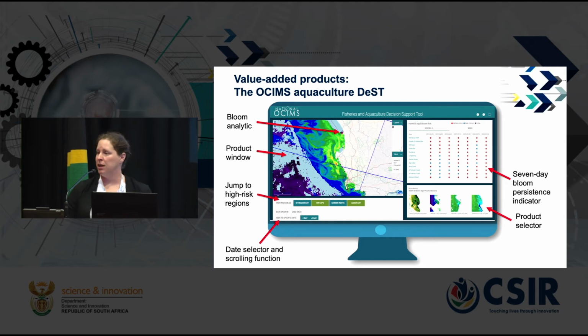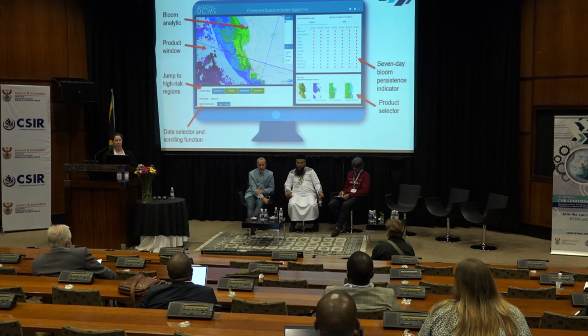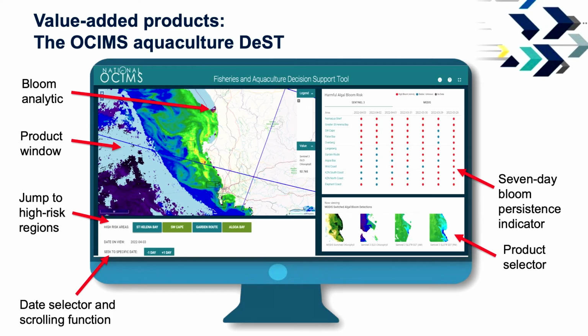There are buttons to jump to the highest risk areas, a date selector and scrolling function, so you can either pick a particular date in the past or scroll through the dates at your leisure. There's also a product selector. This website was actually updated yesterday, so there are now even more products available. And there's also a 7-day bloom persistence indicator to give an idea of the potential risk for anoxia.